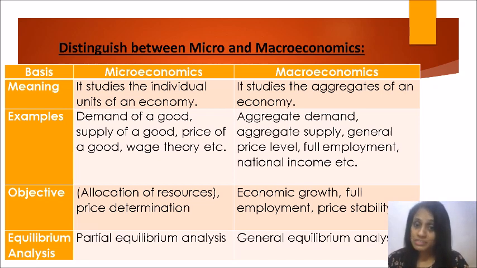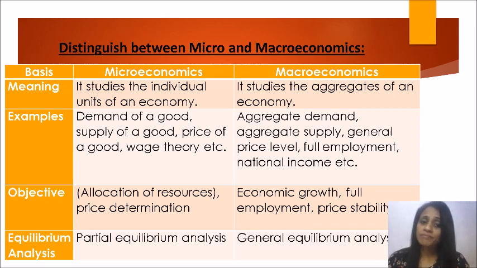Demand for a good, supply of a good, price theory, how prices are determined by market forces in each and every market. Just like that, wage theory, how equilibrium wages are determined in the labor market. But in macroeconomics, we take aggregate examples like aggregate demand, aggregate supply, employment number, and general price level. So these are the examples that will come under macroeconomics.